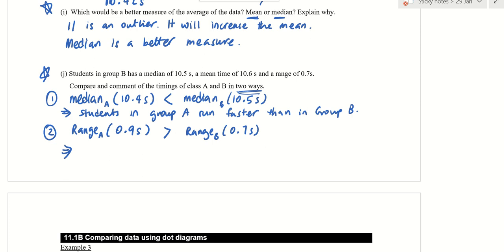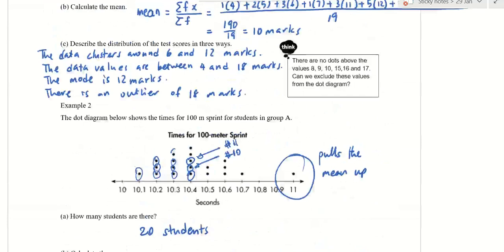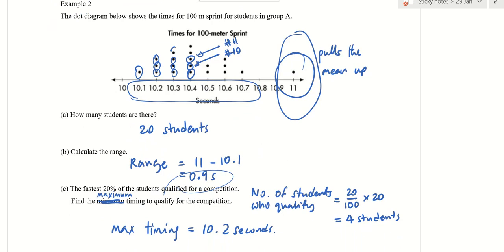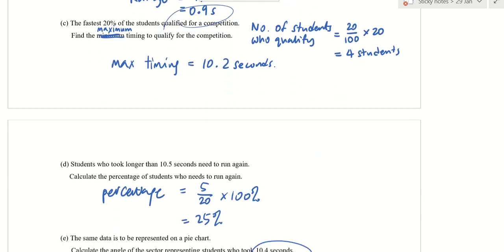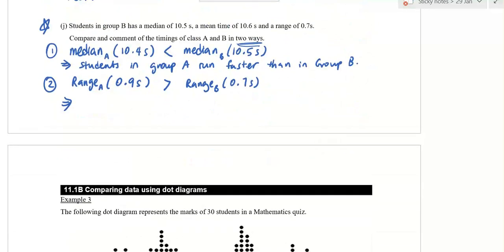Whereas in group A, the range, wow, it was so big. It was due to that outlier. So if we didn't have that outlier, our range is actually 0.6, wow, even more consistent. So this outlier really is causing a lot of problems for the rest of the students in group A. So now, when we compare range, we talk about consistency.